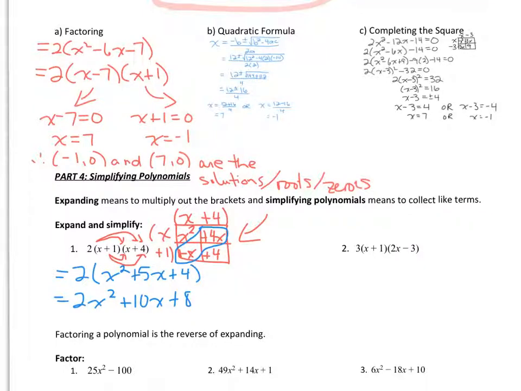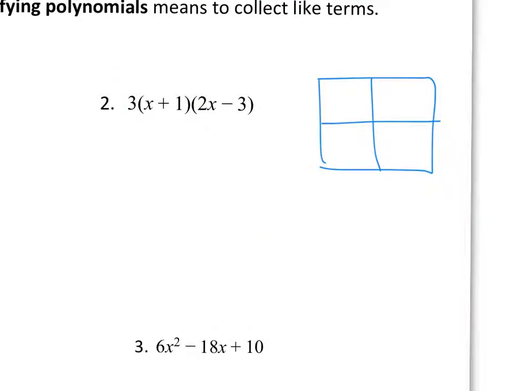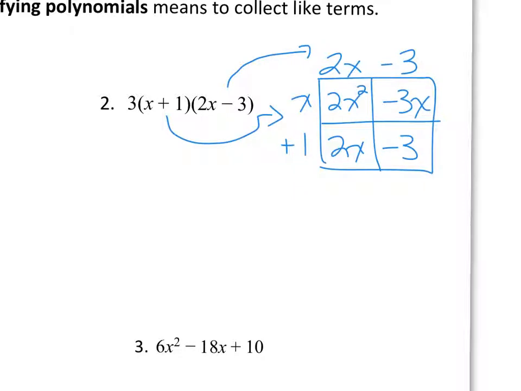We're going to do one more, which has a factor of 3, so I'd be technically making 3 boxes instead of 2. So I take one of the brackets, I'll take this one and put it on the top, take the second bracket and put it on the side. Now the signs are very important, so make sure that they stay with the coefficients. And now I'm just going to multiply each row by each column. So when I multiply each row by each column, I can fill up the squares in my box.